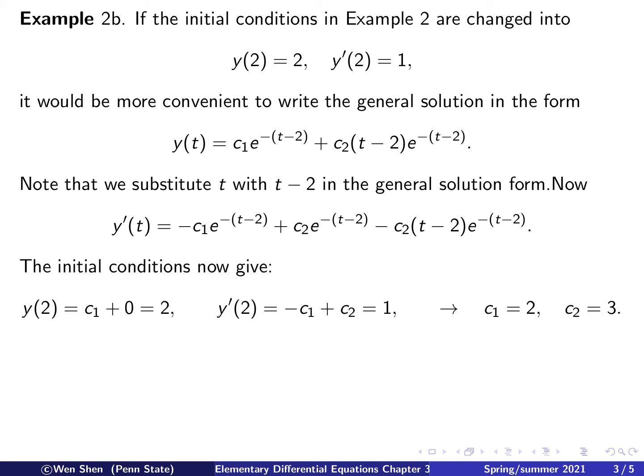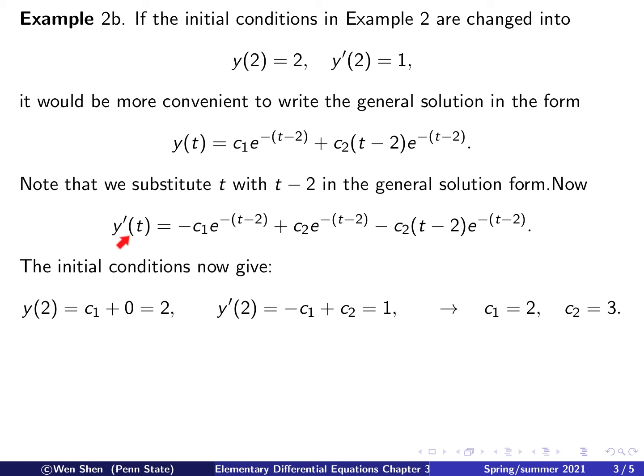Okay, and now let's put in the initial condition. y(2), what will y(2) be? Well, now you see, if you put t equals 2, then t minus 2 is 0. This is 1, and this term is 0. You get c1, which is 2. So immediately you have c1.